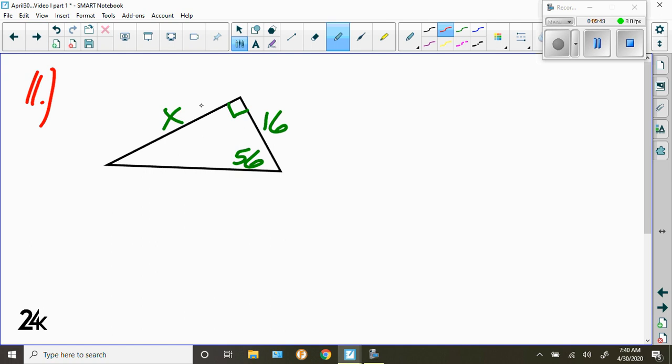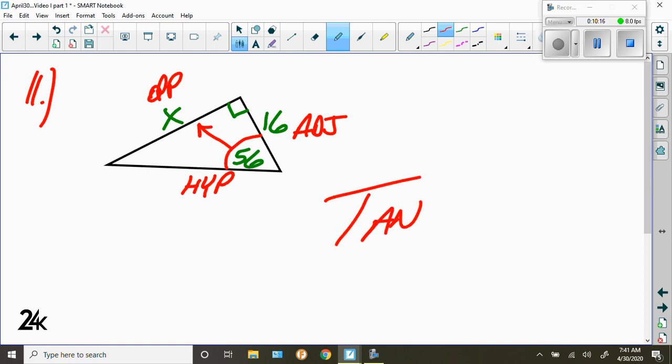And last but not least, number 11. Here's 56. I'll draw an arc, draw an arrow. That's opposite. There's the box. That's hypotenuse. And that's the ADJ. Okay, so which one uses O and A? How come you didn't choose hypotenuse? Because there's nothing there. O and A is tangent. So it's tangent 56 is x over 16. Leave it. Okay, so that's that.